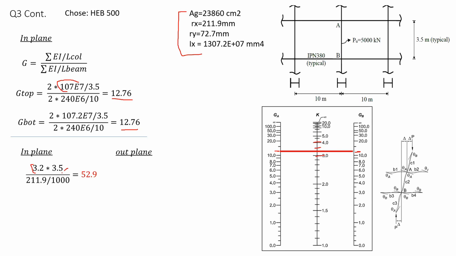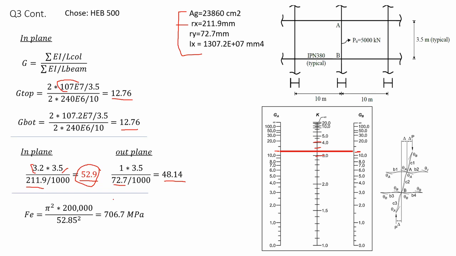Now we check again. This is the length. This is my new Rx value from the section table. I check, I get my KL over R 52.9. Now I check for the out of plane. My K value is now equal to 1 multiplied by the length divided by Ry, 72. And I get my KL over R equal to 48.14. Now, as you can see here, which one is more critical? This one. The in plane is critical in this case.